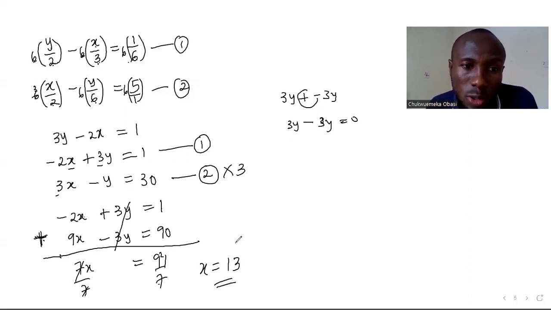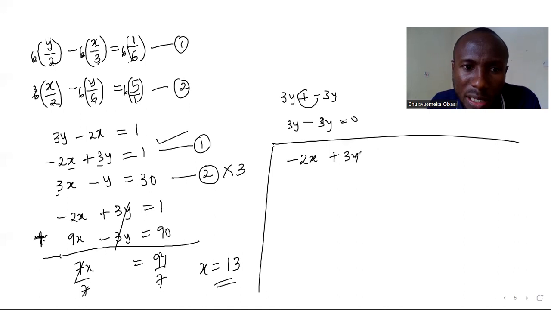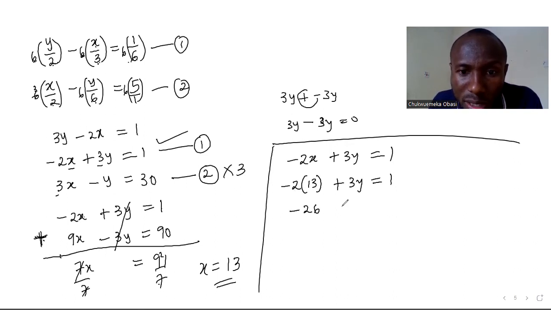Now I've gotten the value of x. What do we do with the value of x? We plug the value of x in any of these equations we have here. You can plug it in equation 1 or equation 2, whichever you feel is comfortable for you. So let me choose. I would like to plug it in equation 1. So equation 1 is minus 2x plus 3y is equal to 1. And now my x is 13. So I have minus 2 times 13 plus 3y is equal to 1. 2 times 13 will give me minus 26 plus 3y equal to 1.